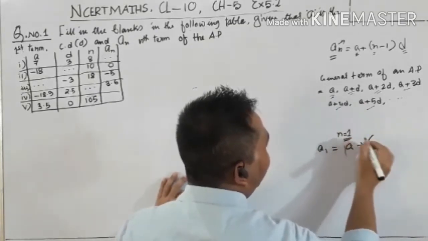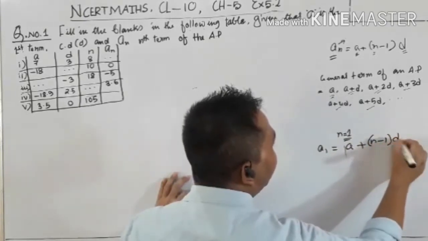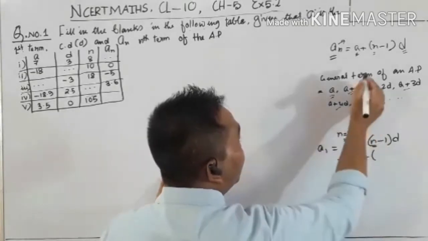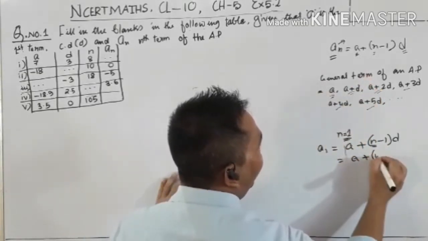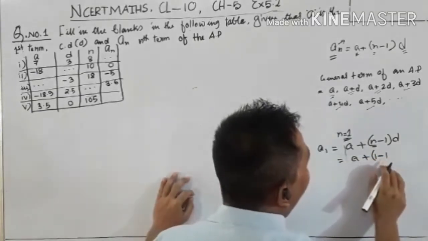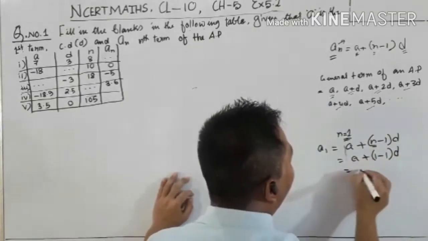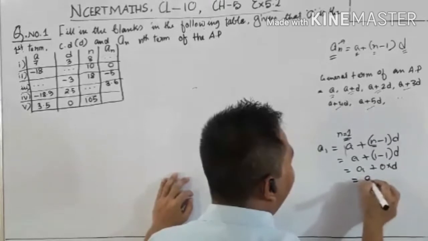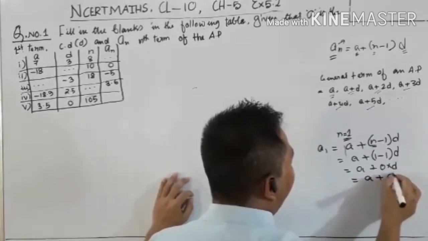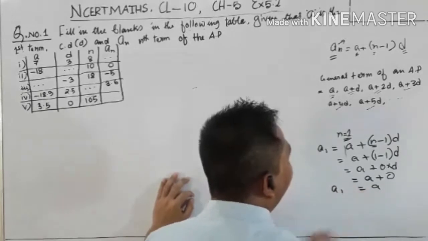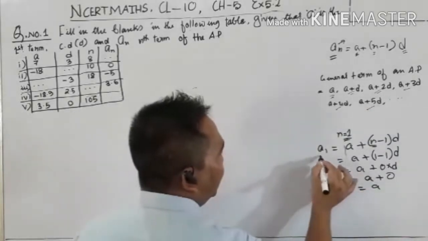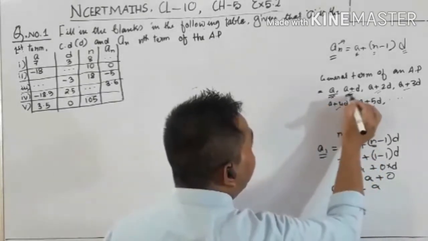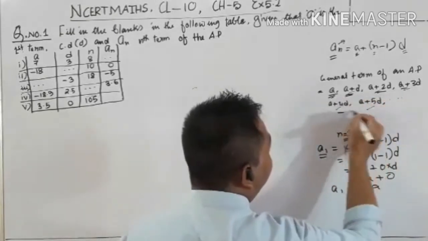N minus 1 into the common difference, which is not known yet. Here n equals 1, so n minus 1 is 1 minus 1, into d. That means a plus 0, which equals a. So a1 equals a. This is the first term, this is the second term, this is third, fourth, fifth, sixth, right?